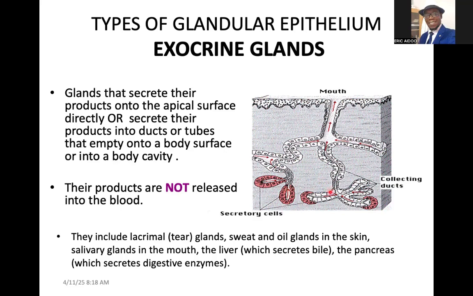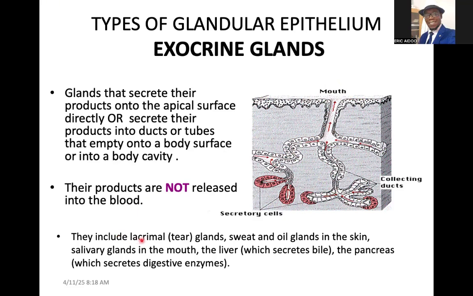So just note that. So basically, once this has a duct, the arrow is showing that the product will be secreted in the secretory unit and then pass through, okay, the duct onto the surface. So if this is like a salivary gland, for instance, this is the mouth. So the salivary gland will secrete saliva and then it will come into the mouth. Their products are not released into the blood, okay?